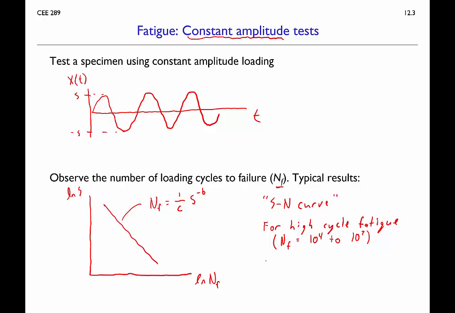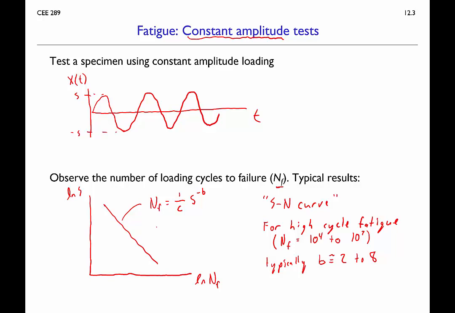And further, we can say typically that B exponent is approximately equal to 2 to 8. So this is saying that if B is 2, if you double the stress amplitude in that top figure, you're going to reduce the number of cycles to failure by a factor of 4. And if B is 8, if you double the stress amplitude, you're going to reduce the number of cycles by a factor of 64.